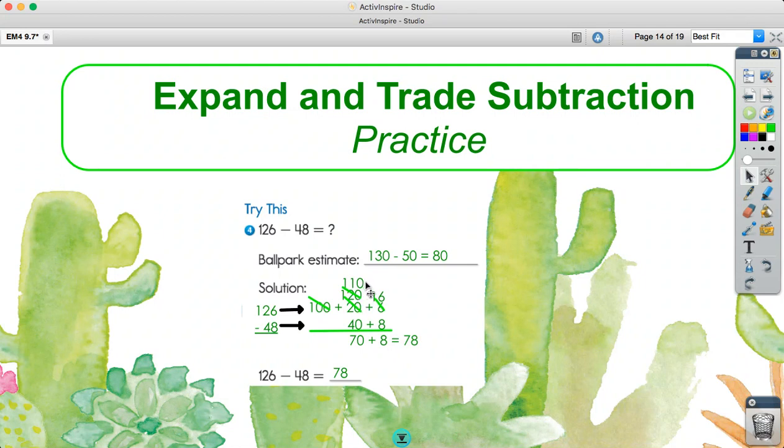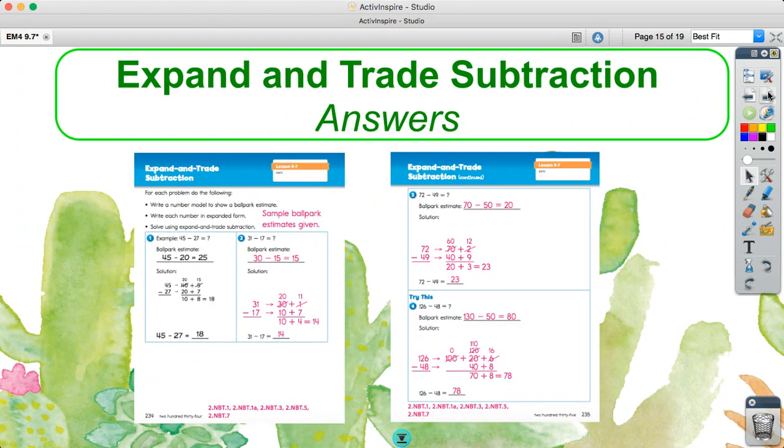Now I can subtract. 16 minus 8 equals 8, and 120 minus 40 equals 70. 70 plus 8 equals 78. Therefore, 126 minus 48 equals 78. Awesome job. Check your answers.